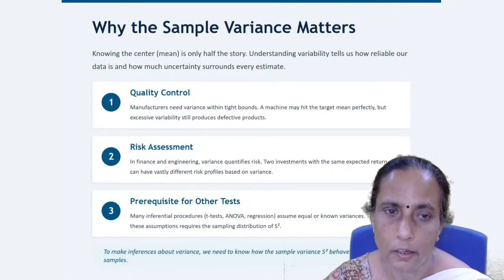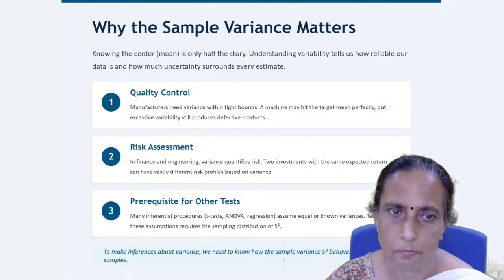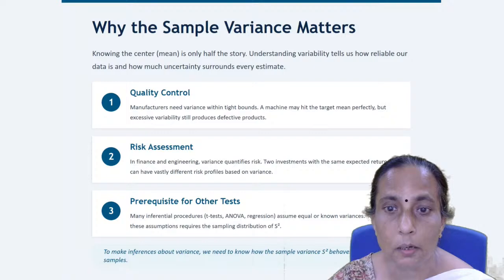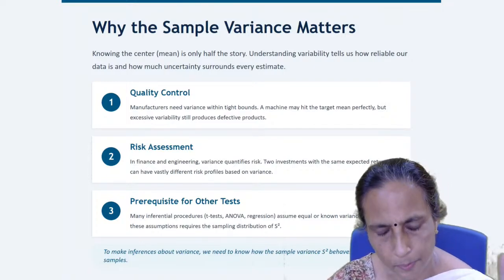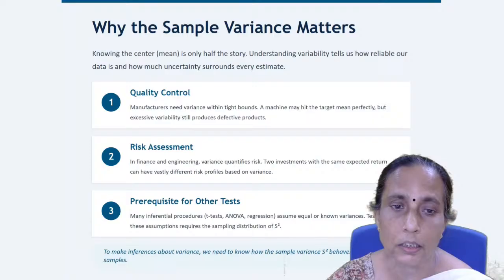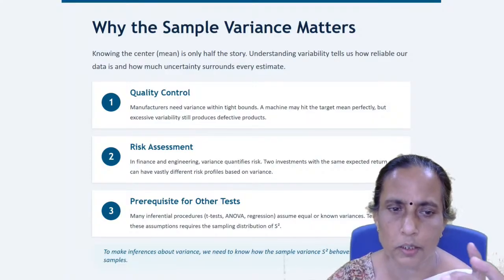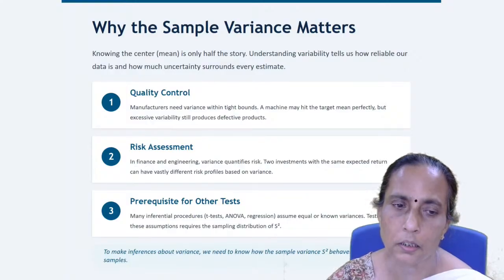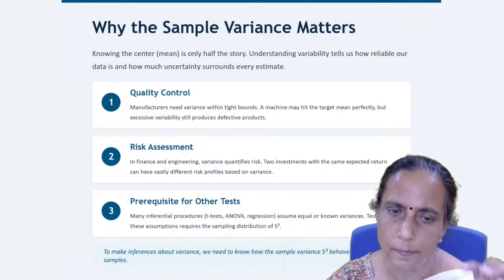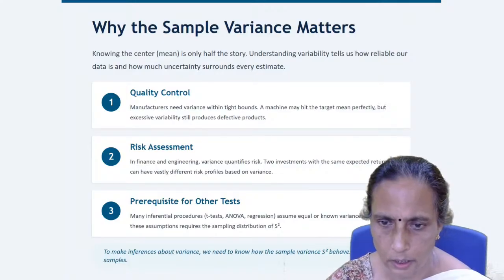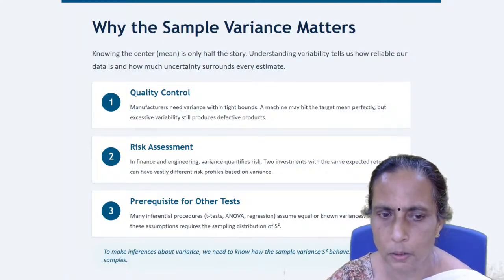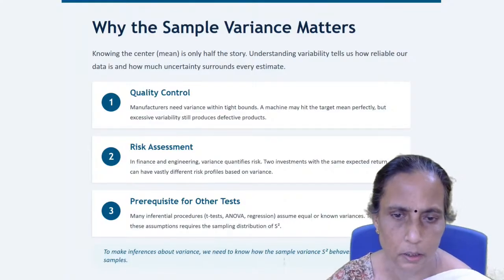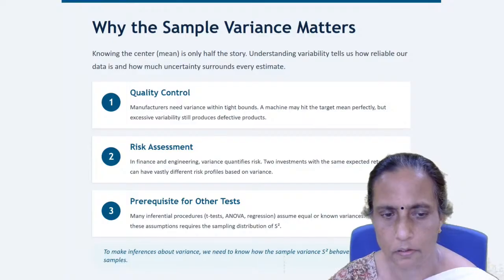So number one is quality control. Your manufacturer needs variance within tight bounds. A machine may hit the target perfectly, but excessive variability still produces defective products. Number two is risk assessment. In finance and engineering, variance quantifies risk. Two investments with the same expected return can have vastly different risk profiles based on variance.